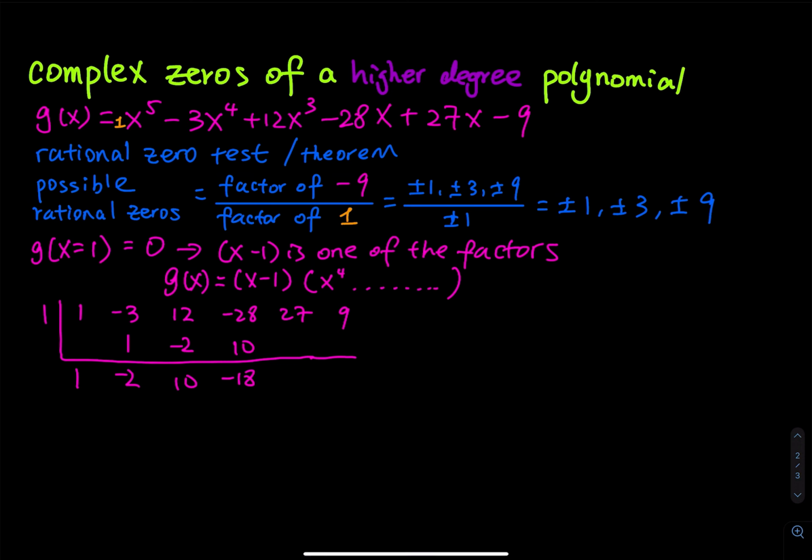Negative 18 times 1, add them. 1 times 9, this is 9. Oh, the constant is minus 9. The sum is equal to 0.